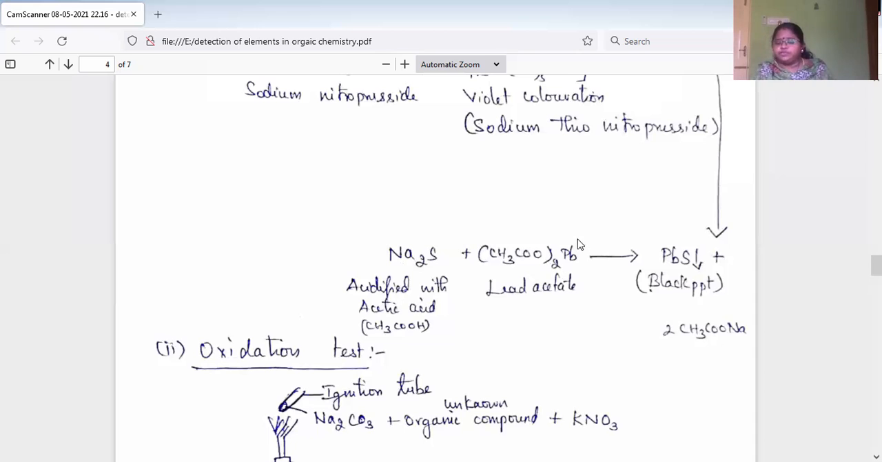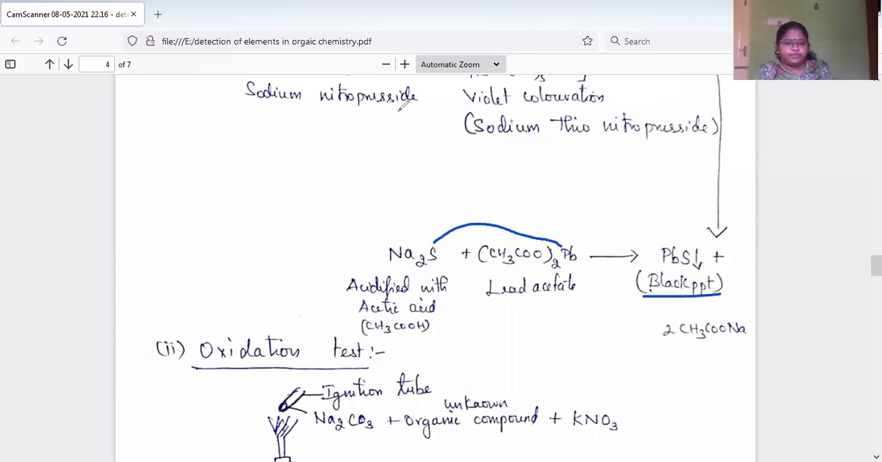CH3COO twice, because the valency of lead is 2+ here. So that is lead acetate. By adding lead acetate, what happens here? The lead reacts with sulfur and goes as lead sulfide, which is a black precipitate. That black precipitate confirms it has sulfur. So that is the test for sulfur.